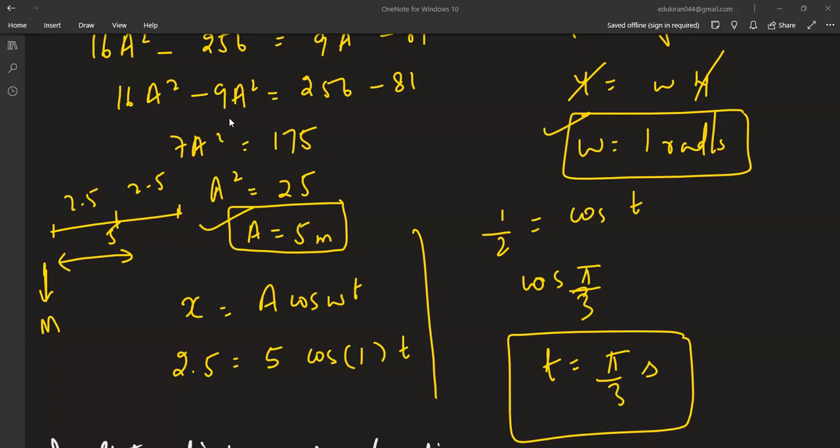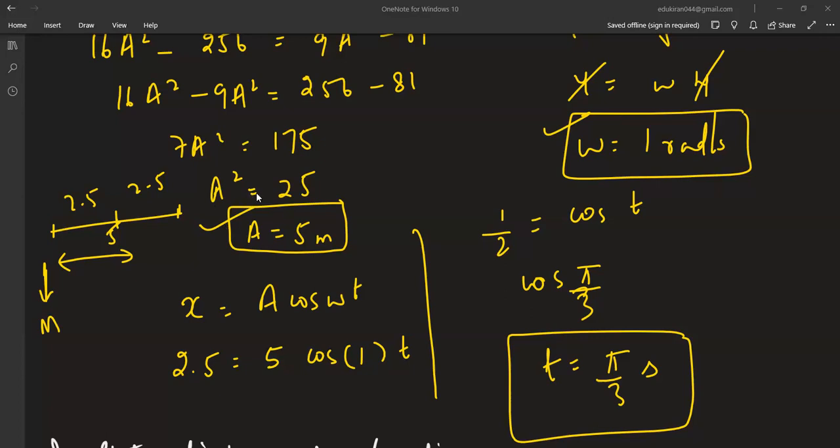I'm telling you, if you have questions where you are getting plus minus amplitude, plus is from the mean position to the extreme, and minus is from the extreme back to the mean position. It's telling you this only. Understood?